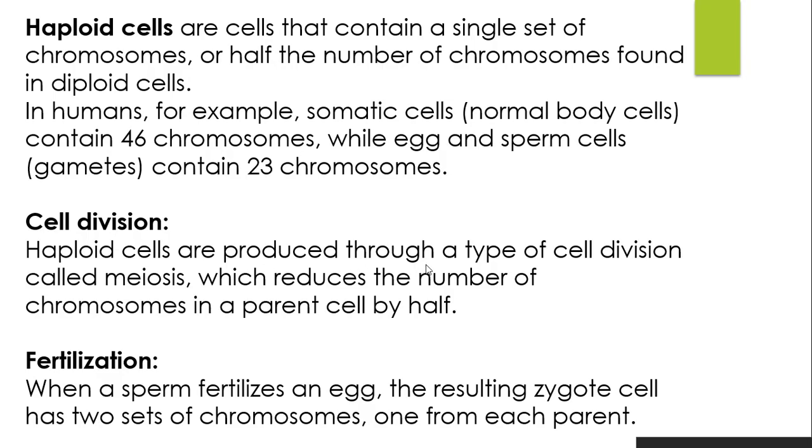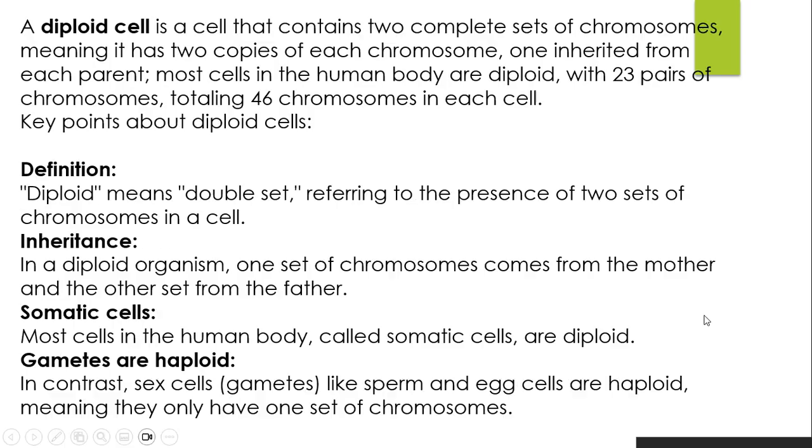Haploid cells are produced through a type of cell division called meiosis, which reduces the number of chromosomes in a parent cell by half. When a sperm fertilizes an egg, the resulting zygote has two sets of chromosomes, one from each parent. A diploid cell is a cell that contains two complete sets of chromosomes, meaning it has two copies of each chromosome, one inherited from each parent.